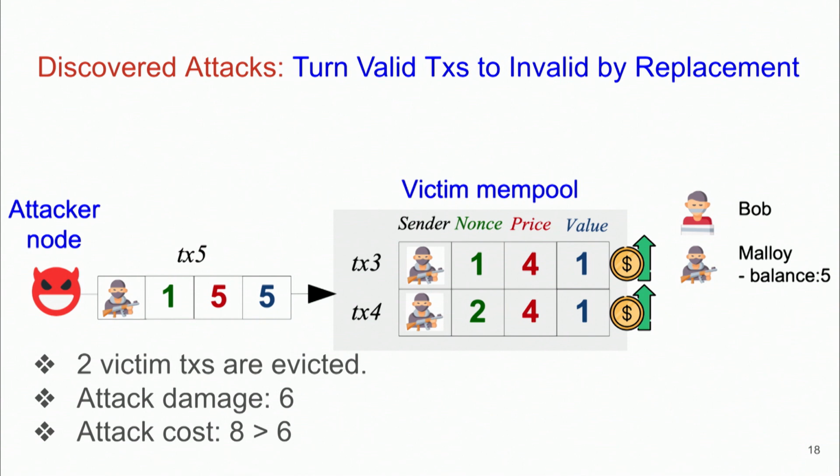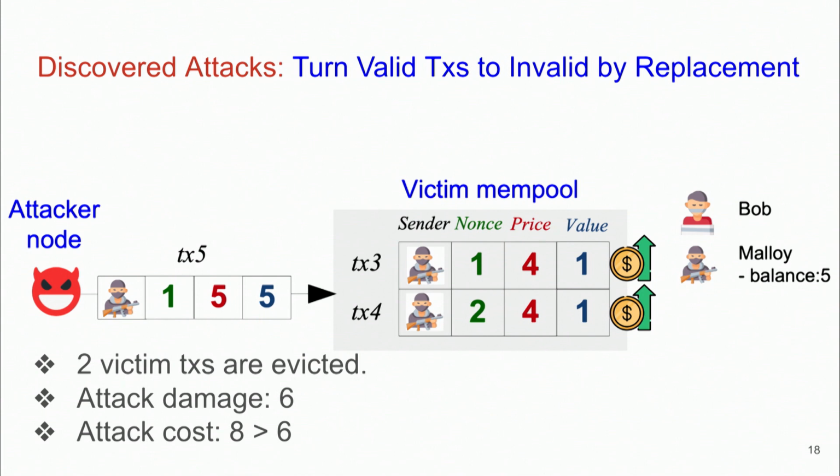So if these two transactions are sent to the memory pool, TX3 and TX4 will be admitted to the memory pool because 4 is higher than 3. If we take a pause at this snapshot and look at how the attack goes, at this point the attack has caused the full damage to the victim transactions, because Bob's two transactions, TX1 and TX2, have already been evicted from the memory pool.